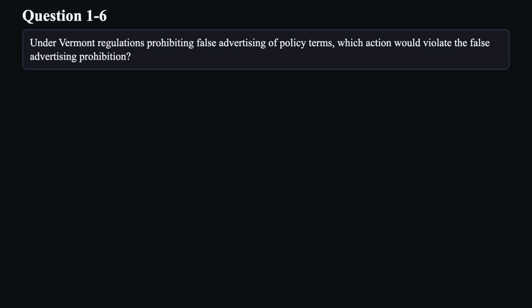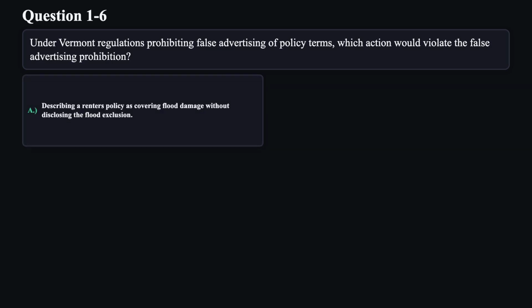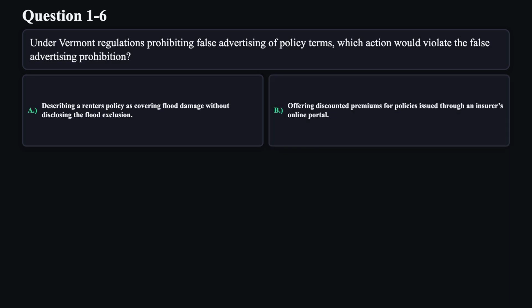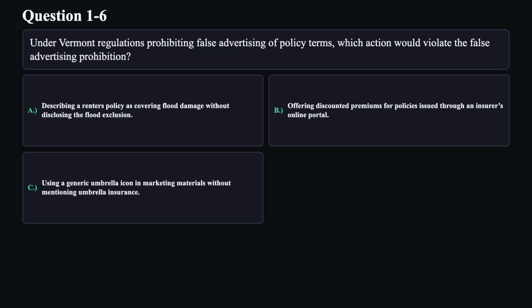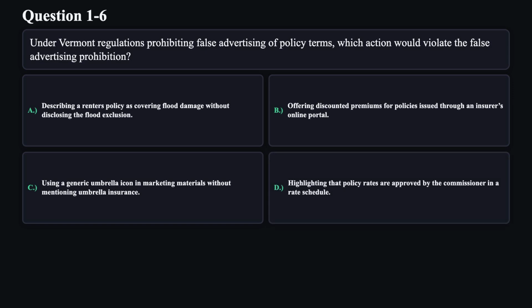Question 6. Under Vermont regulations prohibiting false advertising of policy terms, which action would violate the false advertising prohibition? A. Describing a renter's policy as covering flood damage without disclosing the flood exclusion. B. Offering discounted premiums for policies issued through an insurer's online portal. C. Using a generic umbrella icon in marketing materials without mentioning umbrella insurance. D. Highlighting that policy rates are approved by the commissioner in a rate schedule.